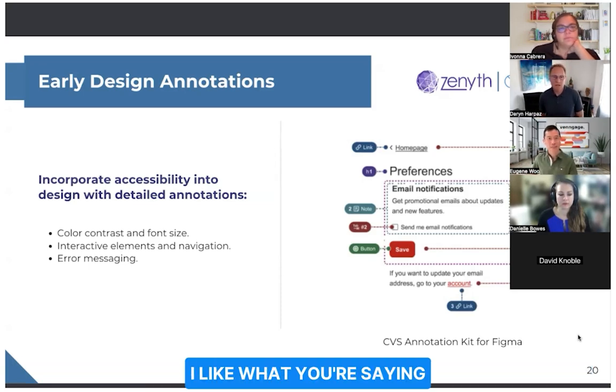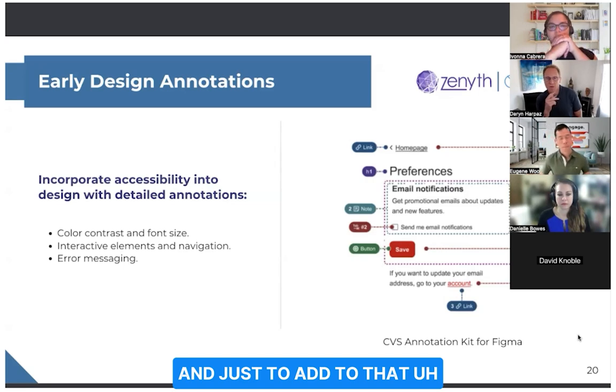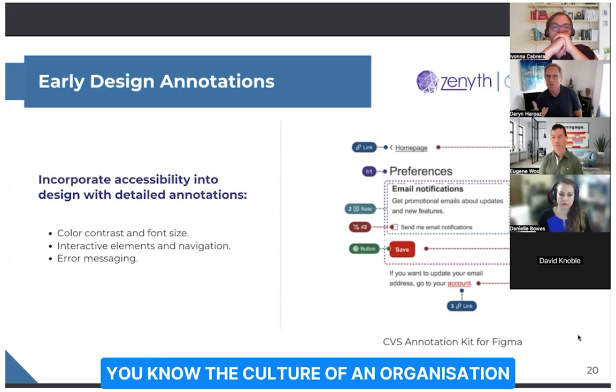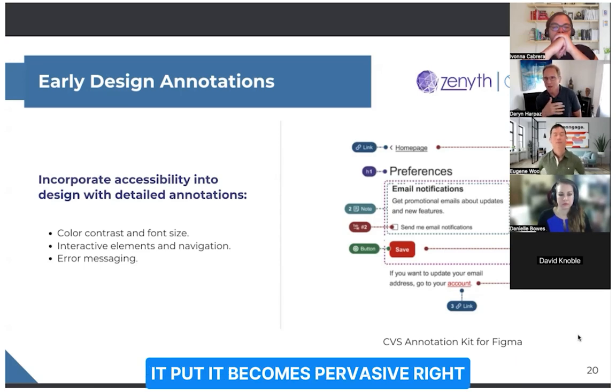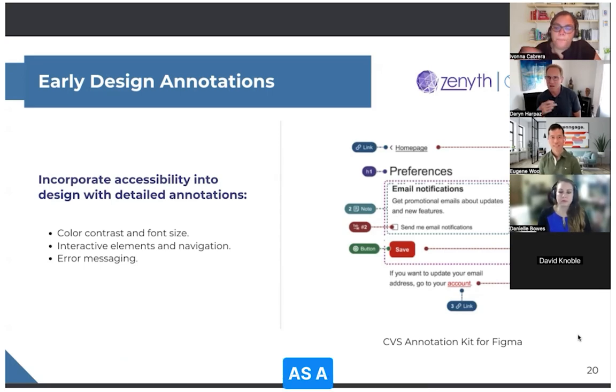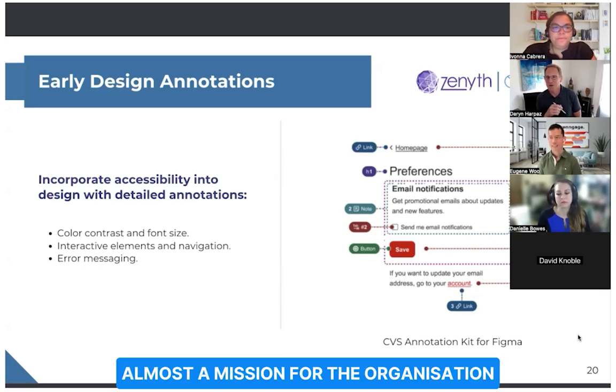Yeah, Eugene, I like what you're saying. And just to add to that, when you get the buy-in, and you can truly have accessibility as part of the fabric of an organization, the culture of an organization, it becomes pervasive, right? And it kind of moves across the teams as almost a mission for the organization.